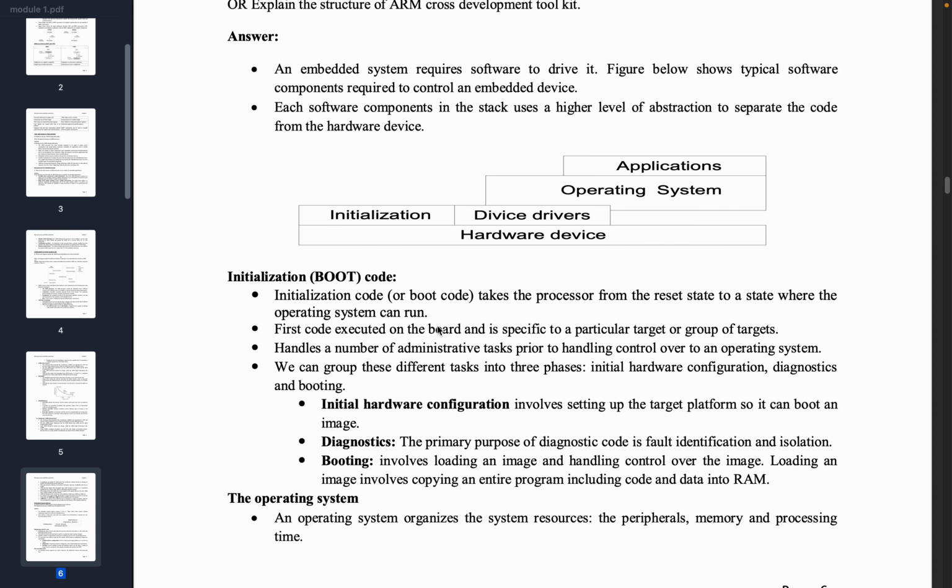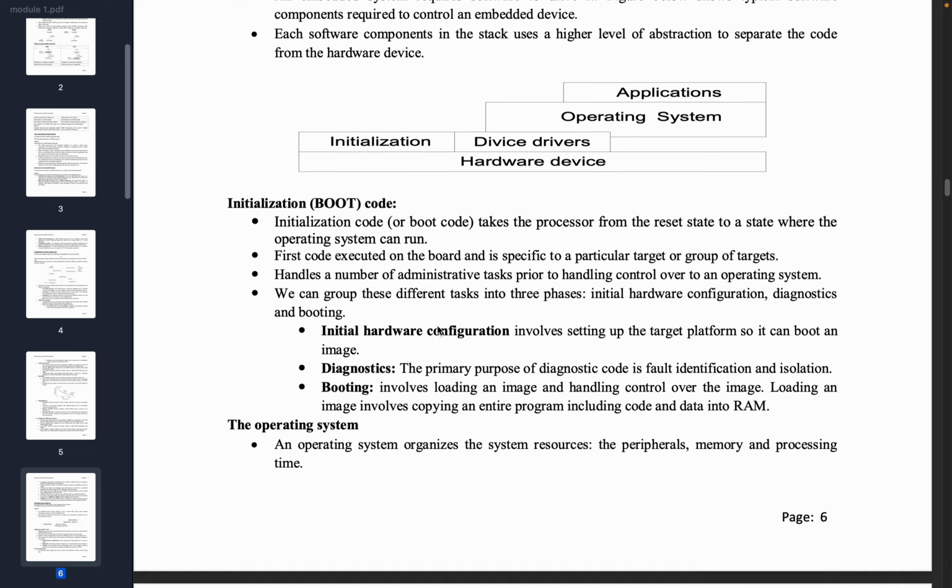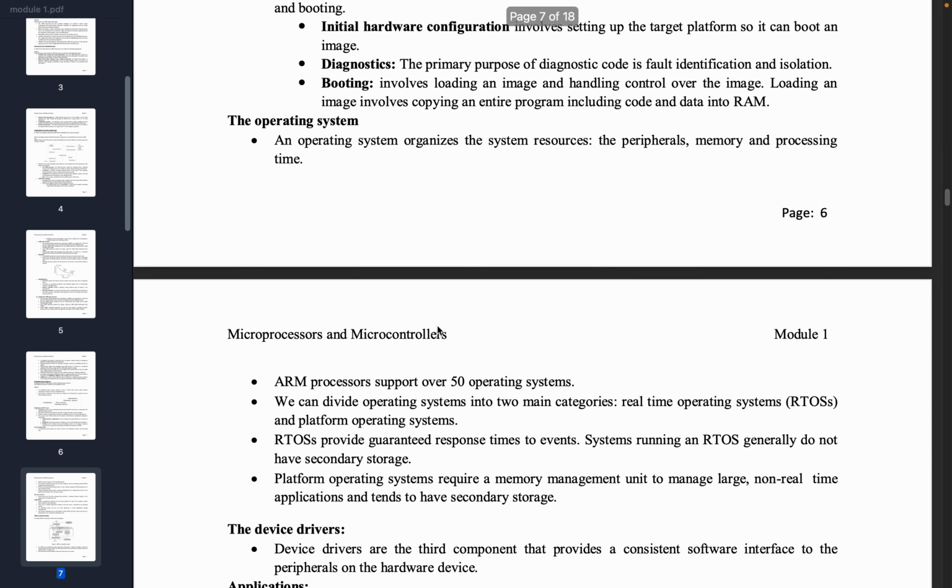Then the operating system: what is the application of an operating system, or the advantages of applications? The operating system organizes system resources, peripherals, memory and processing time. That is the main function of an operating system. You can also write it in your own words and you will get marks. The ARM processor supports over 50 operating systems. We can divide operating systems into two main categories: real-time operating systems and platform operating systems.